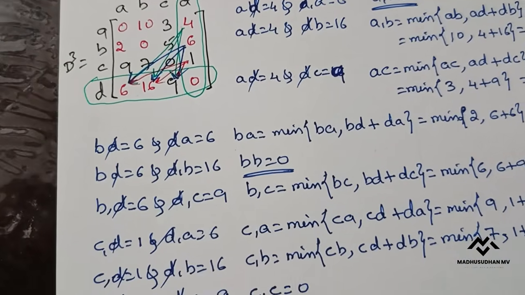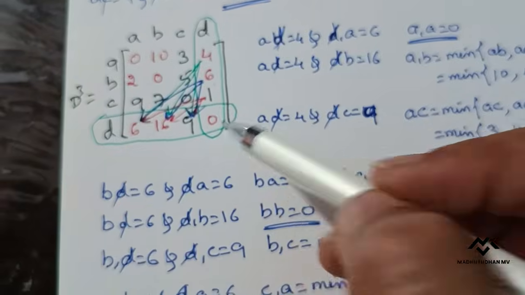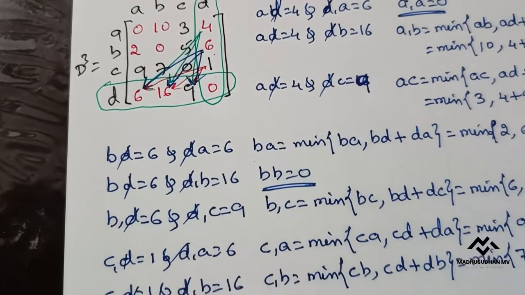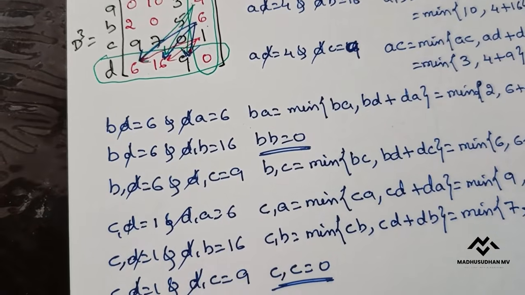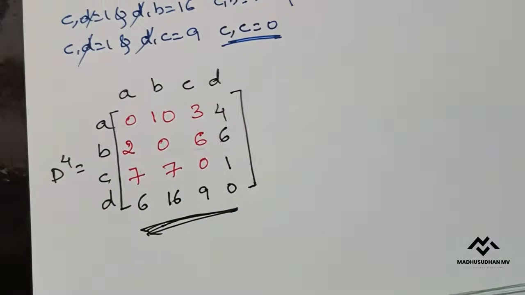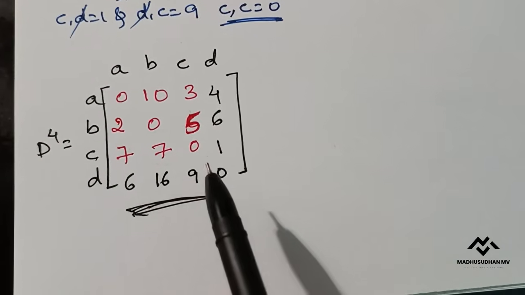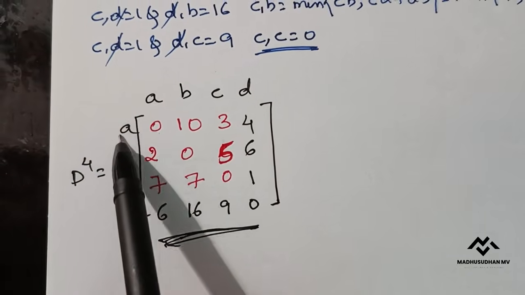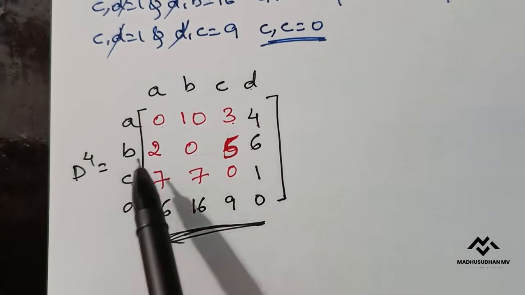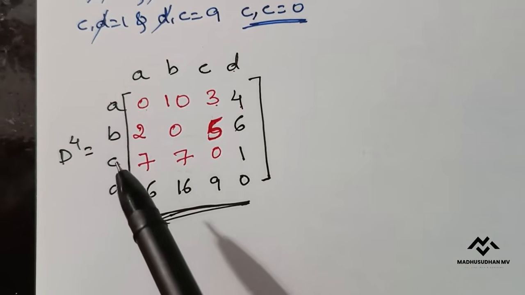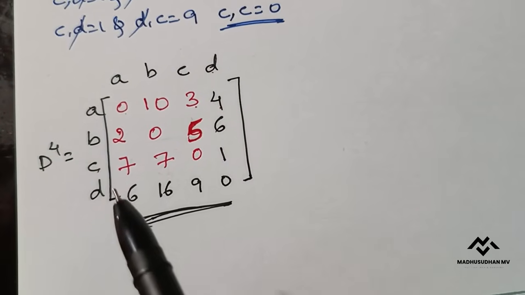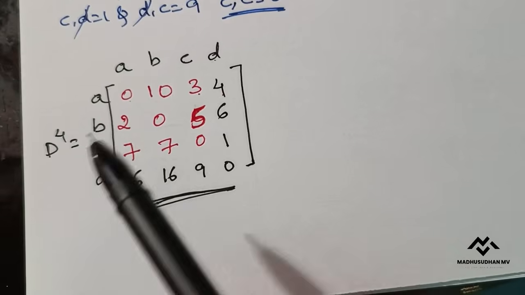So here, see, 4, 6, 10, and 6, 16, 9. So this is the final distance matrix. It means from A to A it is 0, A to B the shortest distance is 10, A to C the shortest distance is 3, A to D the shortest distance is 4. Similarly, we find the shortest distance between all the pairs. Hence it is called the all pair shortest path problem. So we have found all the shortest distances between all the pairs.